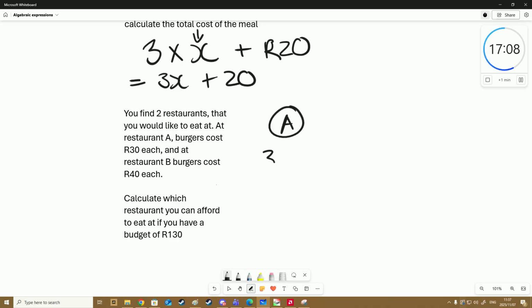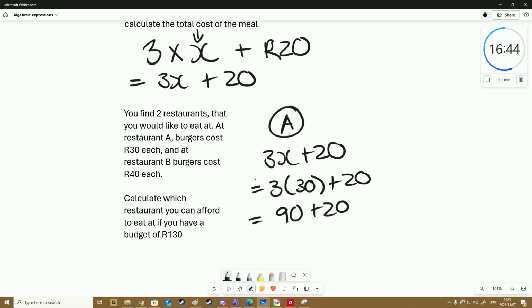We know that the formula for the cost of you and your friends eating out is represented by 3x plus 20. At restaurant A, the cost of the hamburger, which is x, is equal to 30 rand. So substituting in, 3 times 30 rand plus 20 means that 3 times 30 is equal to 90, plus the 20 rand tip gives us a total of 110 rand. So at restaurant A, if you and your 2 friends get 3 burgers of 30 rand each, plus a 20 rand tip, it will cost you 110 rand.